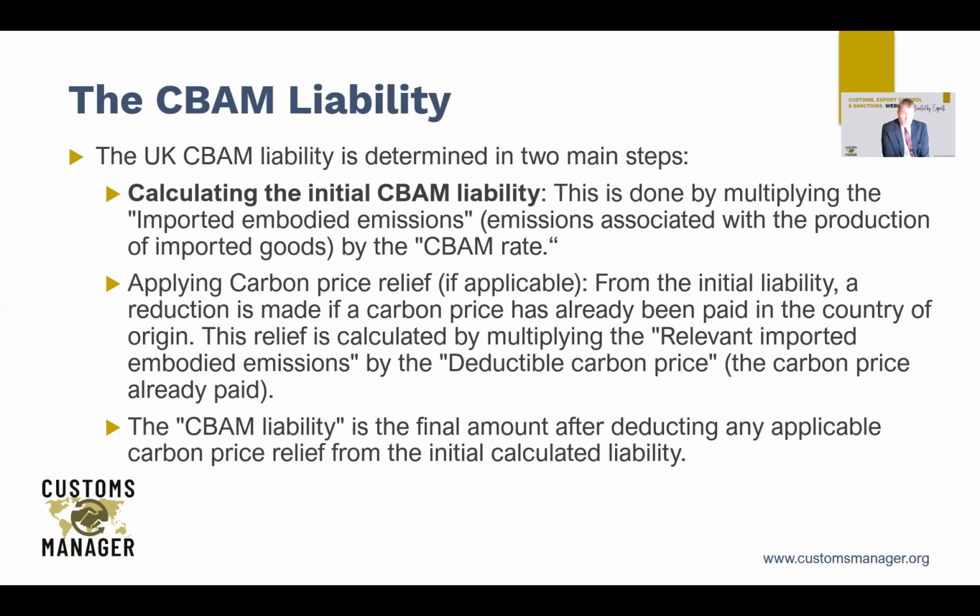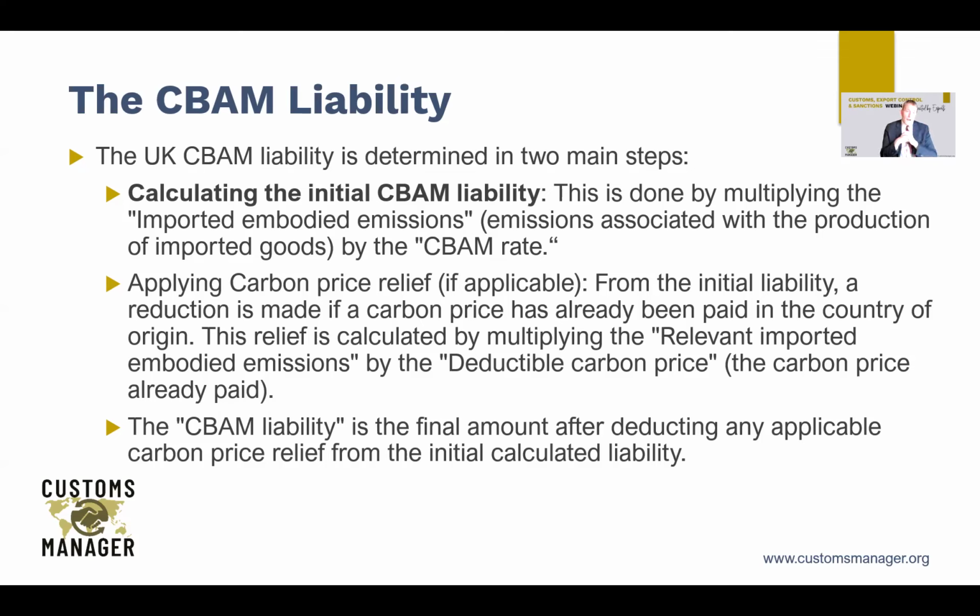So that brings us to the question: if we know when the CBAM tax return has to be submitted, that brings us now to the money, to the question of how much. So in order to understand how much, we need to understand what the CBAM liability is going to be like. There is going to be the initial CBAM liability that we need to calculate, and we're going to calculate it by multiplying the imported embodied emissions, so the emissions associated with the production of the imported goods, by the CBAM rate. That's it. So the emissions times the rate gives you the liability.